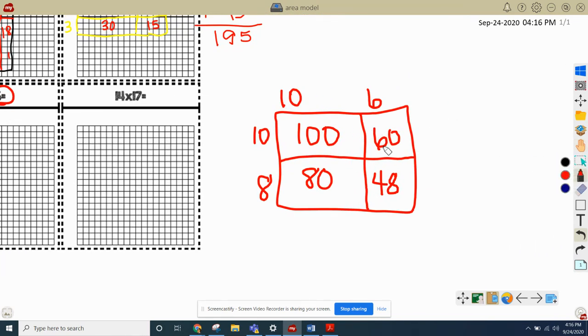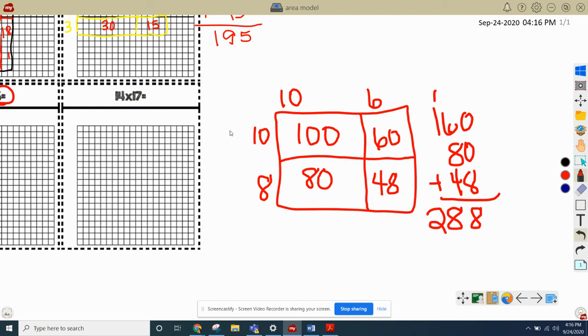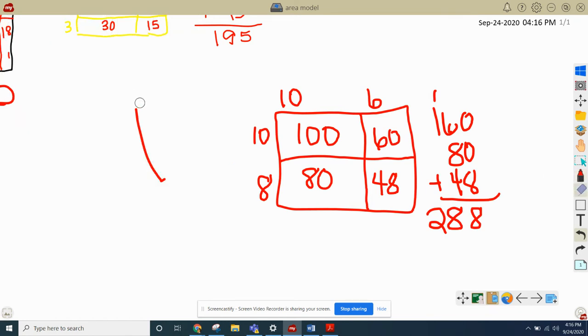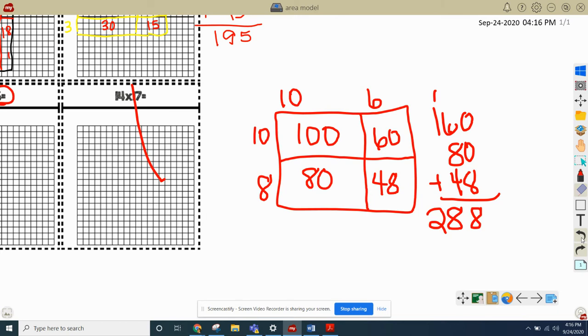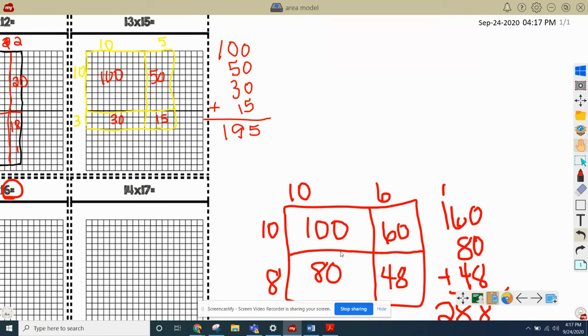So 100 plus 60, we can do 160 in our head. So 160 plus 80 plus 48. The 8 down, 6 plus 8 is 14. 14 plus 4 is 18. Carry the 1, 288. So we still got our answer even though we didn't use the grid. We used the box. So it looks almost just like using the grid except without all the grids in between.